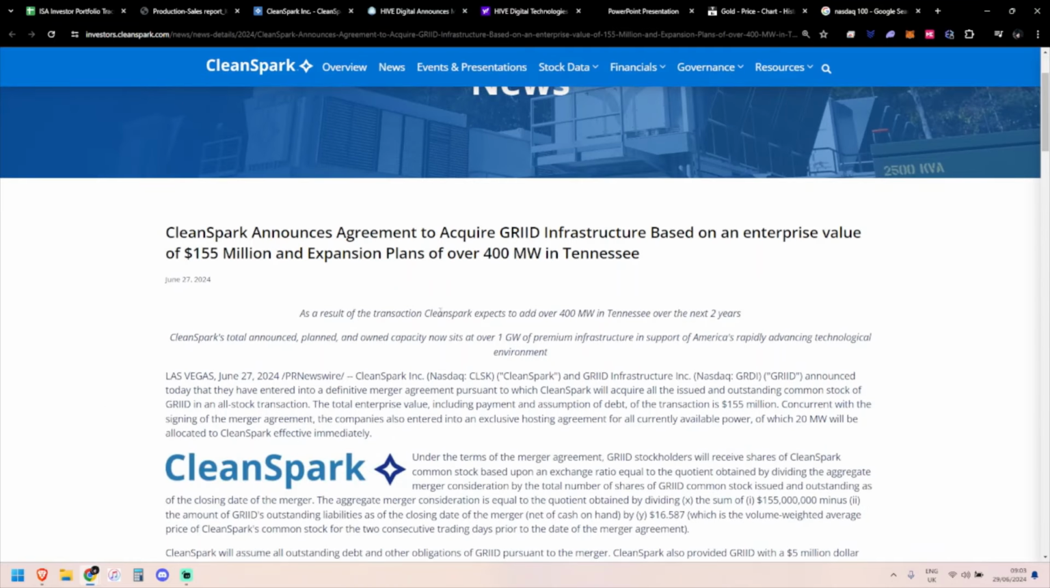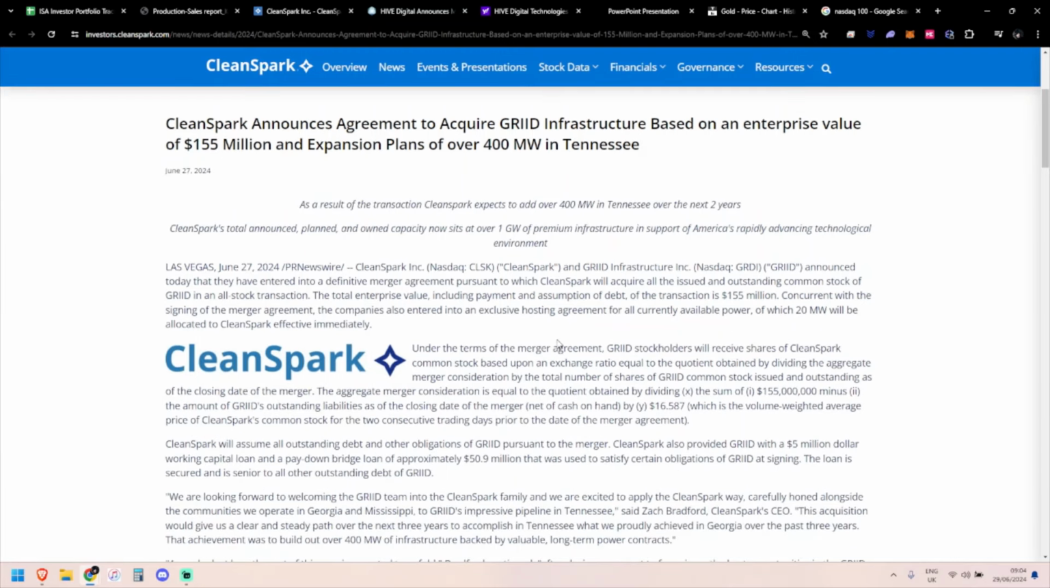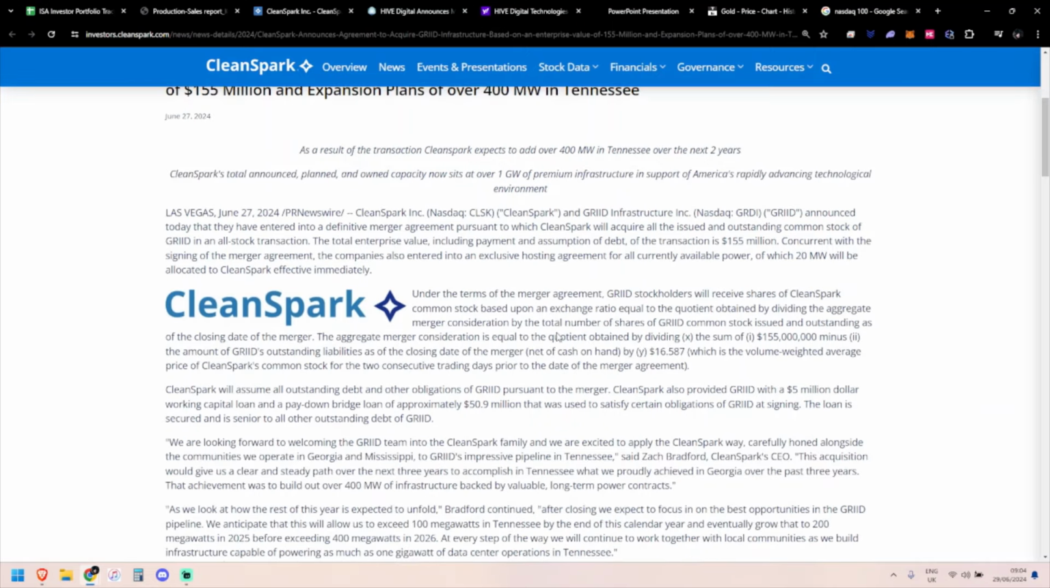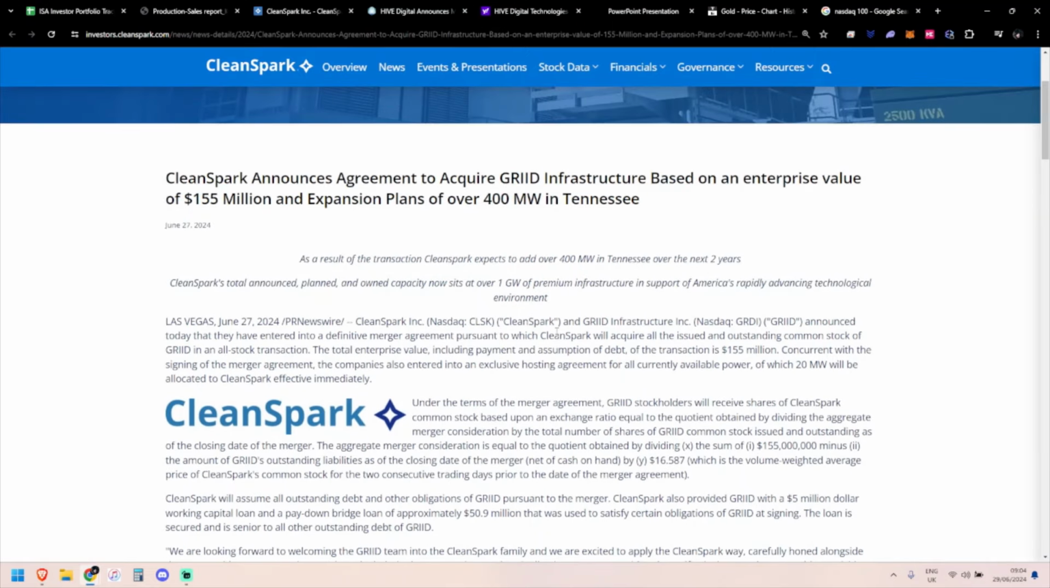They have acquired grid infrastructure based on an enterprise value of $155 million. They have expansion plans of over 400 megawatts in Tennessee. So they're again not going towards Texas and places like that that a lot of other miners are going for. They're going for smaller states, smaller cities. And I need to do a little bit more reading up on Grid, because there isn't a huge amount of info certainly in here or even on Grid.